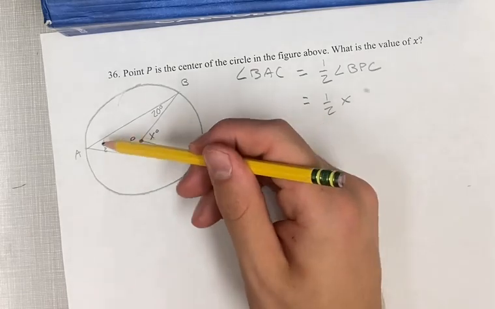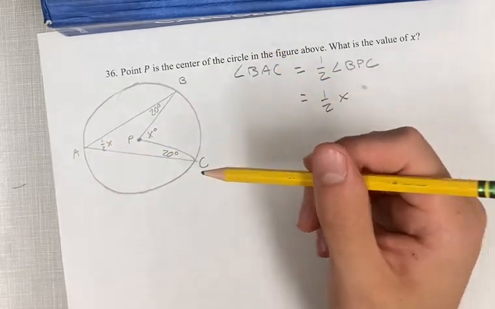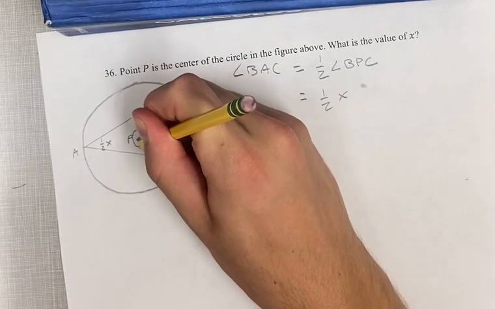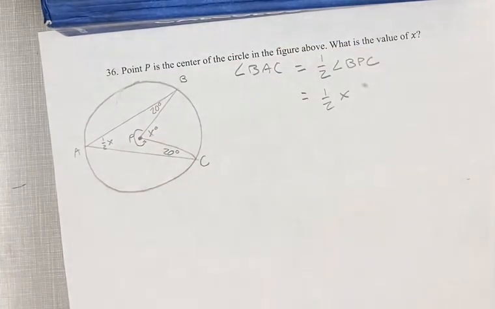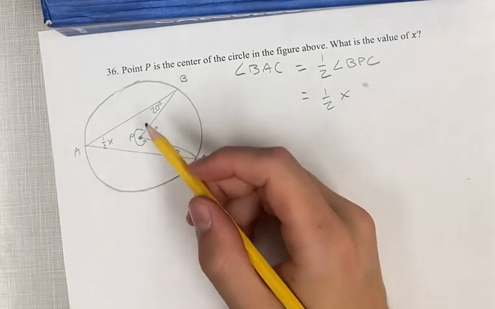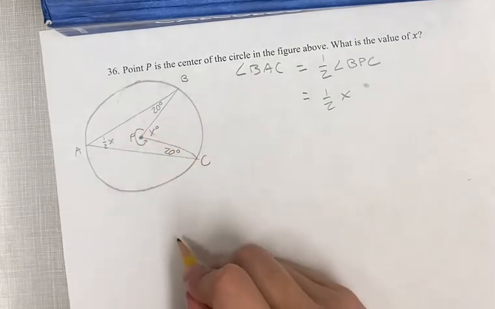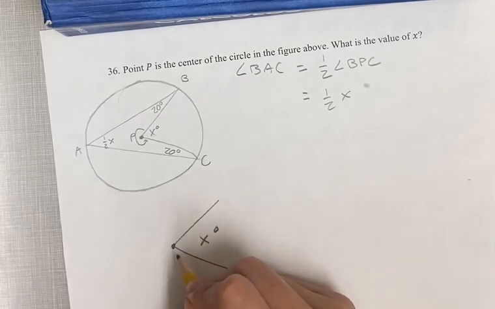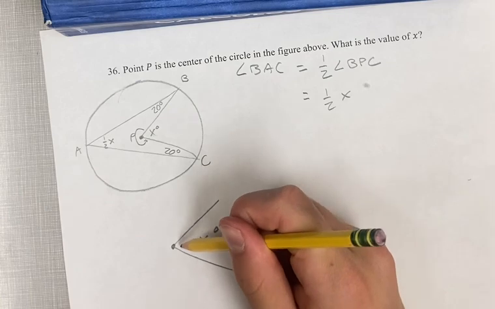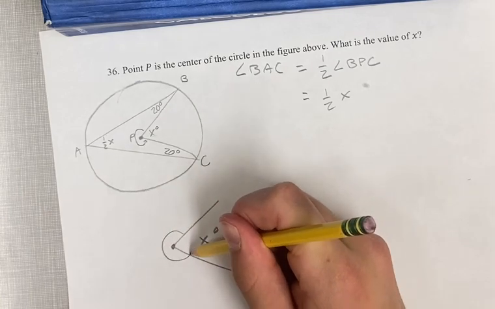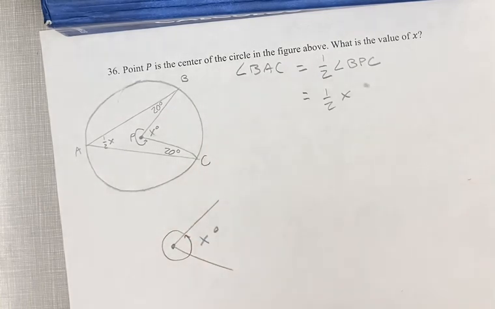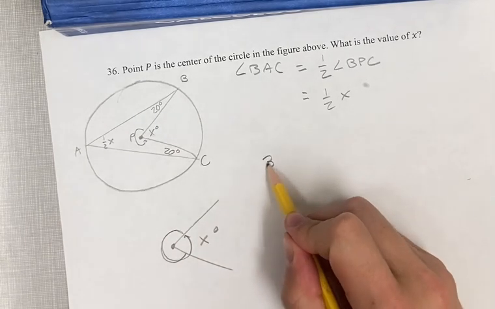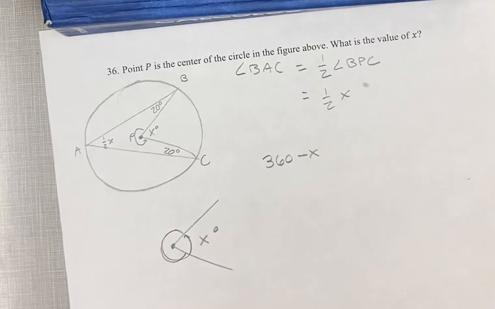Then we now know this in terms of X, and our last step before we can solve is we have to find this angle. What is that angle? That angle, if you think of the full circle, let me just zoom in right here. We have X is this angle, and then this is the point P. If we go all the way around, that is a full 360 degrees. So everything outside of X is going to be 360 degrees minus X.